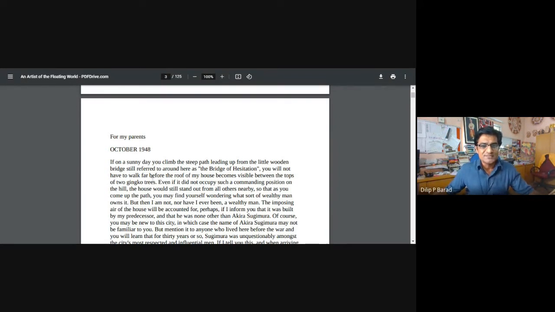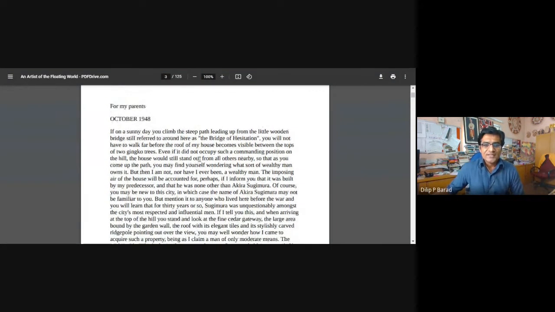The first part begins in this way, October 1948. Now, if you see the first lines there: "If on a sunny day, you climb..." Now, see the use of the word you. See the use of the word you, and repeatedly you come.